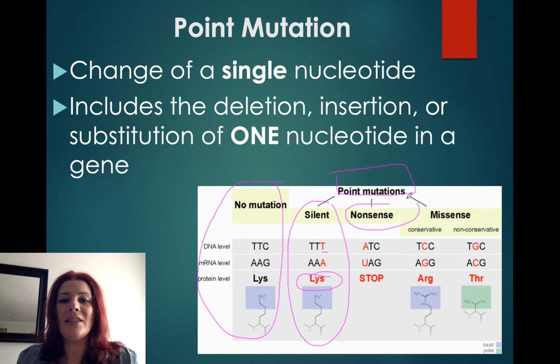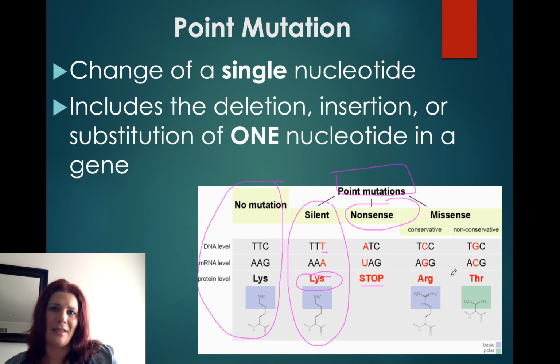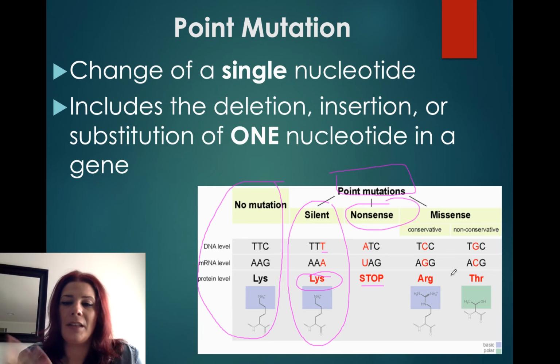A nonsense mutation is when we get an early stop signal, right? So that T became an A, it caused UAG to happen, it's a stop. Missense means I'm just getting a completely different protein being made, right? So in this case, I'm getting ARG and THR.